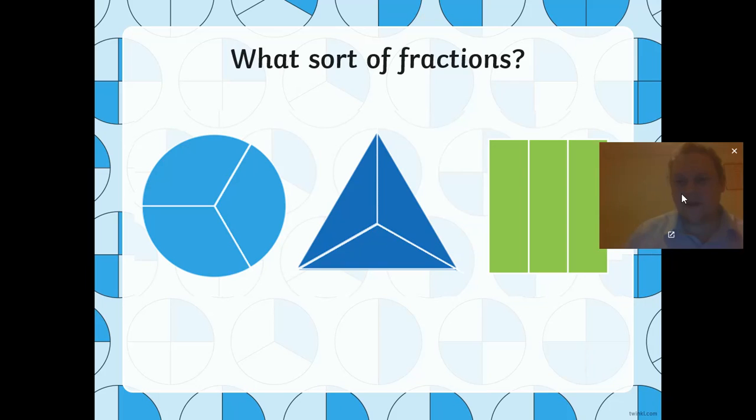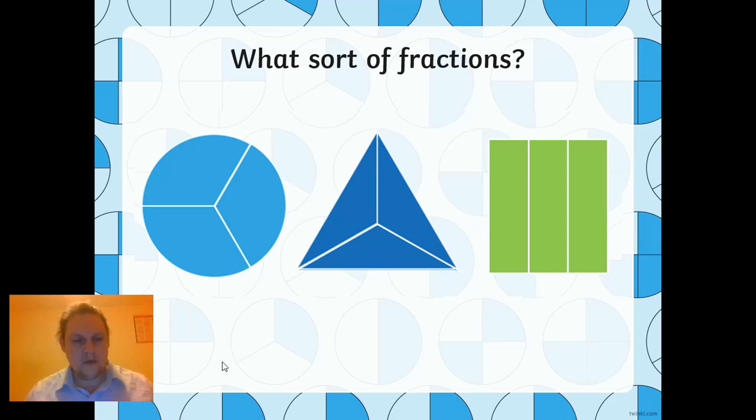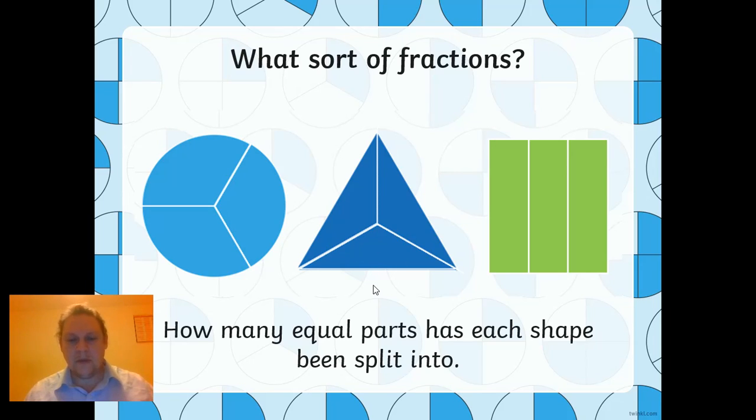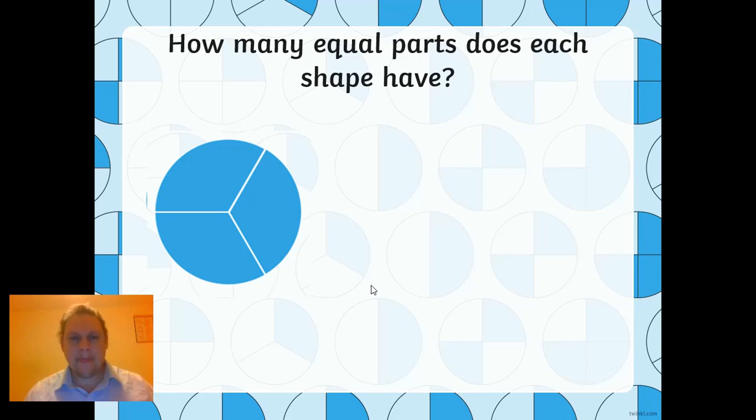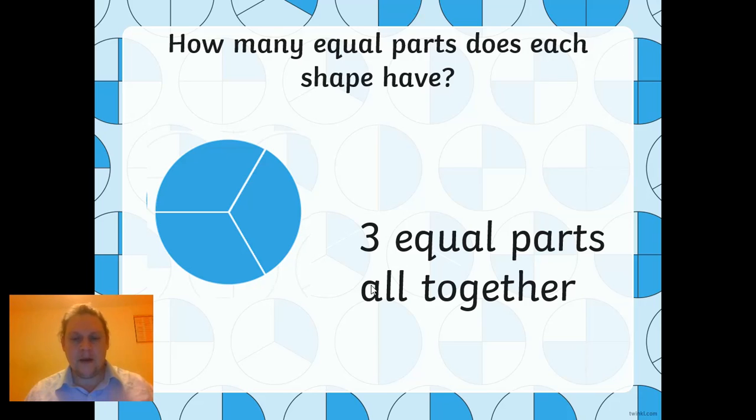All right, what sort of fractions are these? What have we split these shapes into? How many equal parts have they got? 1, 2, 3, 1, 2, 3, 1, 2, 3. So they've all got 3 equal parts. Can you remember, what do we call something that's been divided into 3 equal parts? What's the name of that fraction?